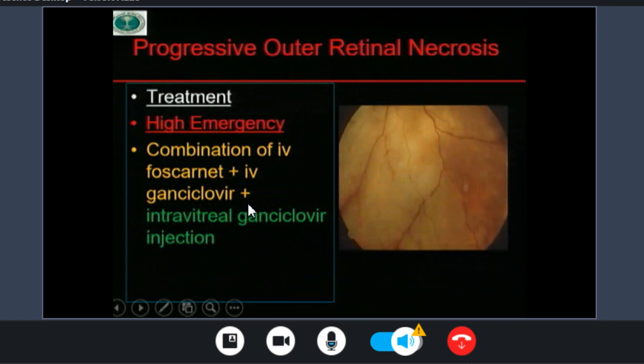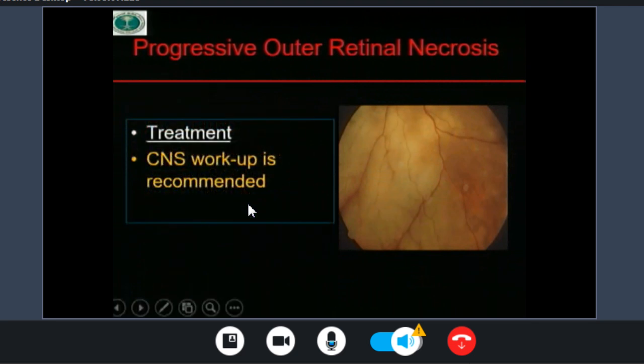It is considered one of the high emergencies in uveitis, and treatment is with combinations of intravenous foscarnet and ganciclovir. Intravitreal ganciclovir is usually given immediately in this patient. We don't have to forget to do a CNS workup in this patient, as the disease might be affecting the CNS vasculature.